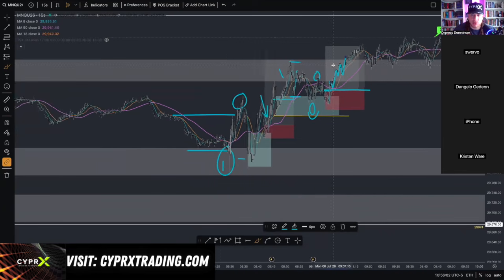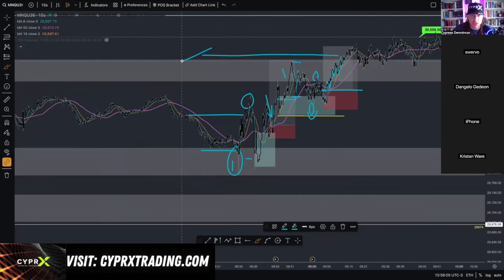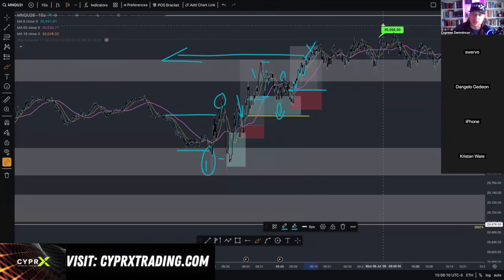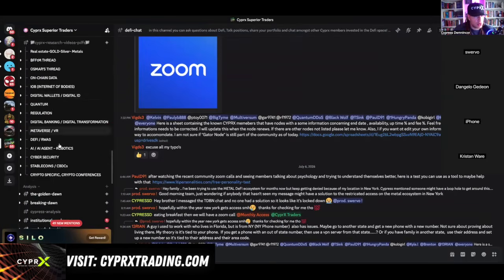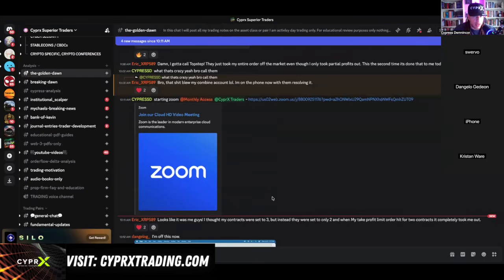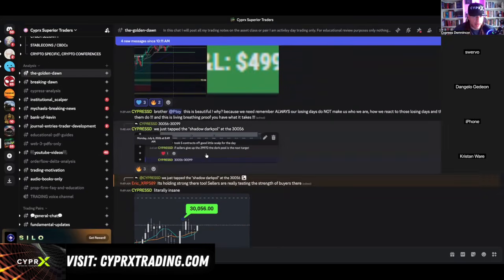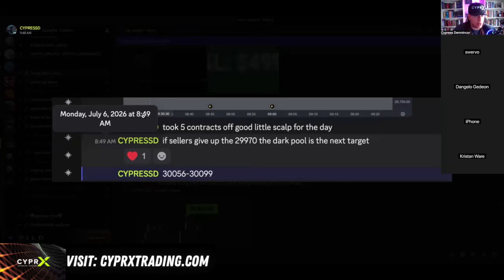I mentioned to you guys that after we broke the 15-minute structure from Asia session highs, I started taking profit from this trade, and I let one runner go into the 35.6, which was my overall bullish target from this morning's breakdown that I gave you guys in the Discord at 8:49 a.m. So about 10 minutes after the open, I mentioned to you guys if sellers can give up the 29,970, that the dark pool to the upside is the next target between the 35.6 and the 39.9. Right? So very clean structure today.